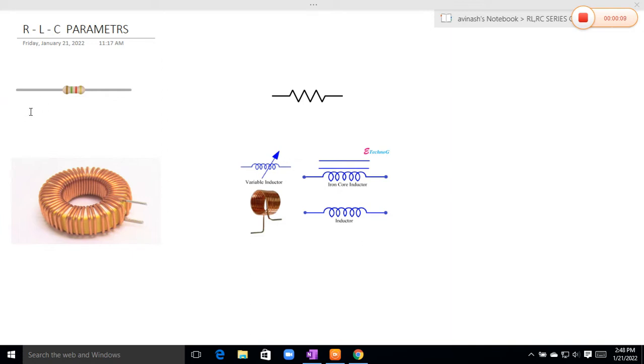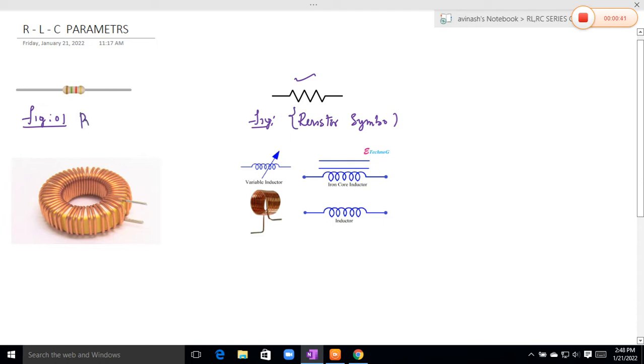You can see in the figure, this is the first figure. This is the resistor having a resistance value. This is the resistor symbol. This is the actual theoretical representation of the resistor. It is a practical resistor, where we identify the value of resistance by using color coding.